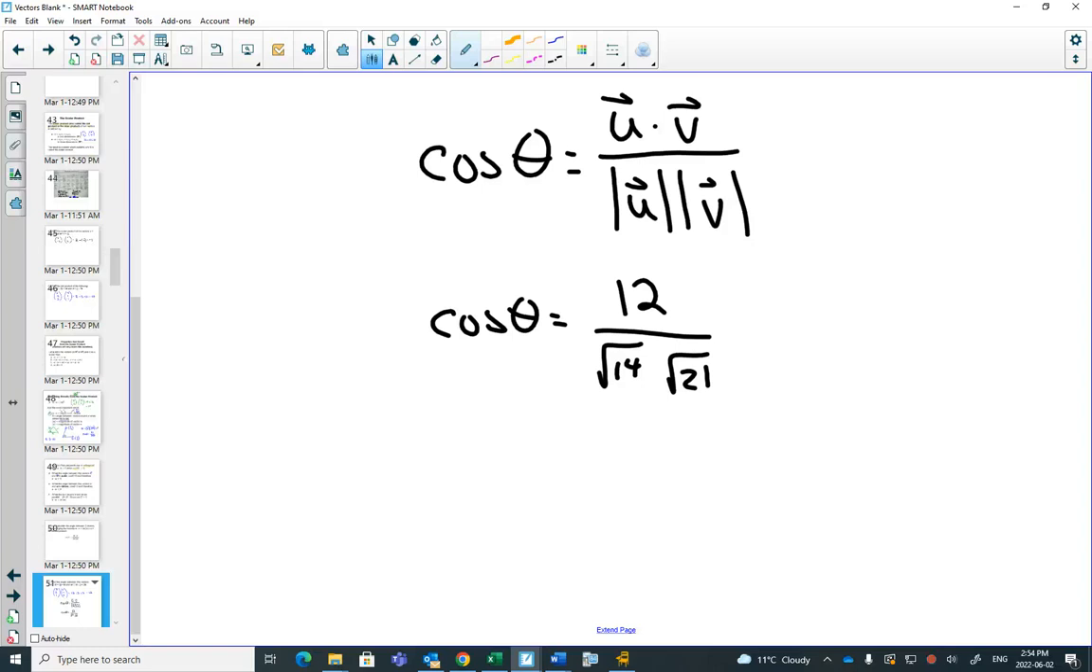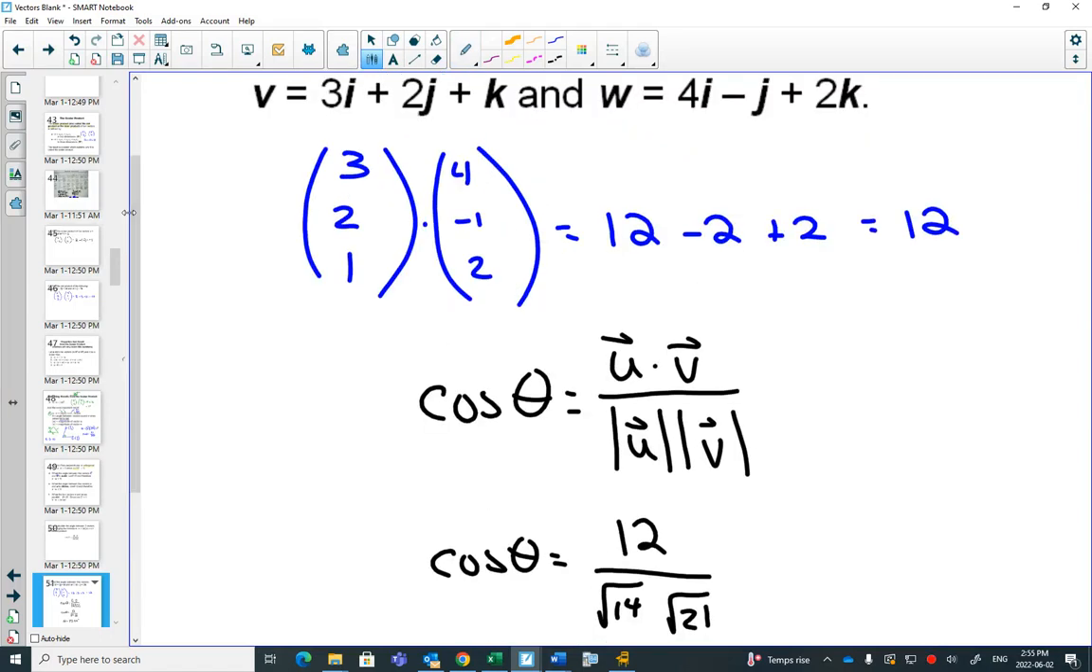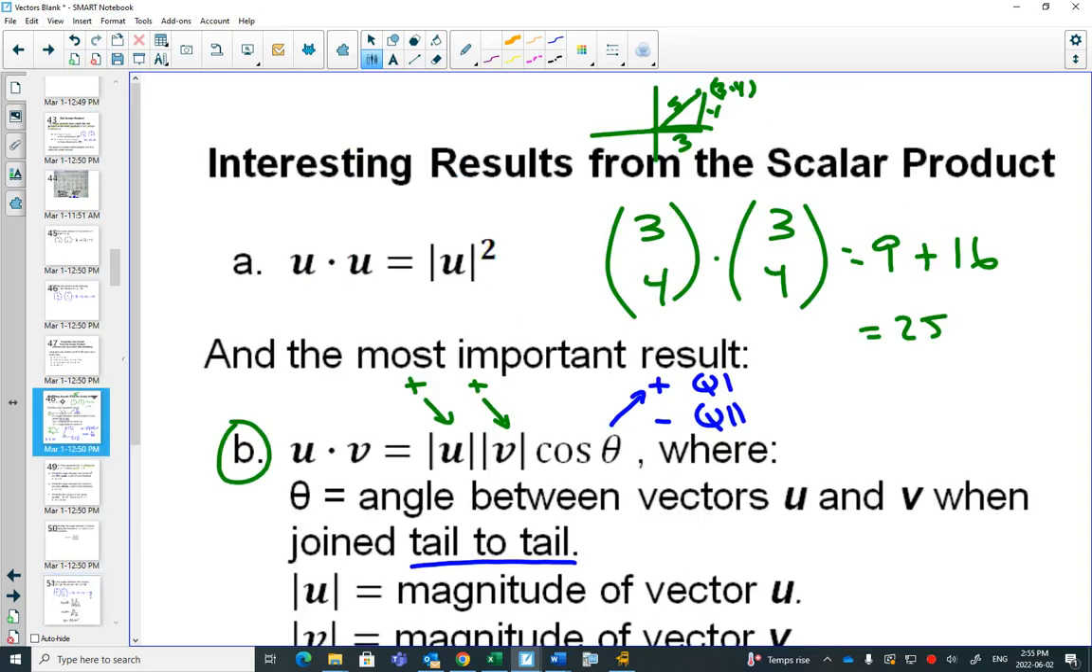Depending on whether you're in radians or degrees, it's 45.58 degrees. For this question, how do you know that this angle should be less than 90 degrees? Because the dot product is positive, and thinking back, if cos is positive, it's in quadrant 1. If cos is negative, it's in quadrant 2.